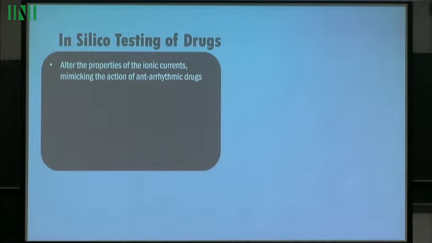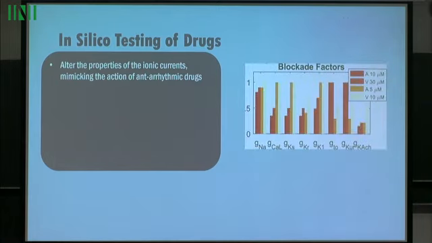So with this model, we can do some testing of drugs. We can change the properties of these ionic channels to mimic the experimental data we have about how different drugs work, and see which ones will work and will terminate the arrhythmia and which ones won't. So this is what we did.